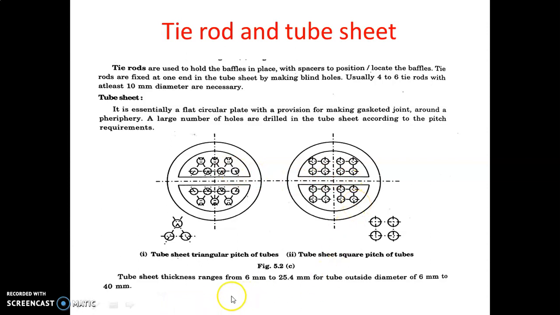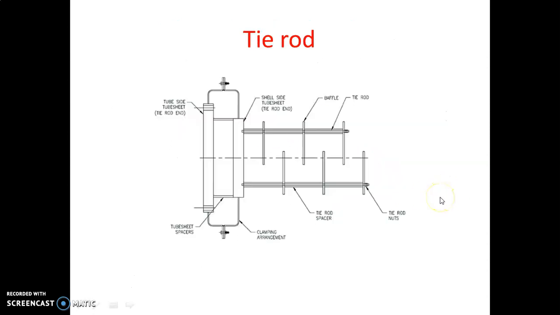And what is the thickness of that tube sheet? 6 millimeter to 25.4 millimeter, for the outside diameter 6 millimeter to 40 millimeter. So for this you have to use this type of tube sheet. So what is the function of the tube sheet? It will just hold the tubes. I will show the figure, then you will have an idea about the tube sheet.